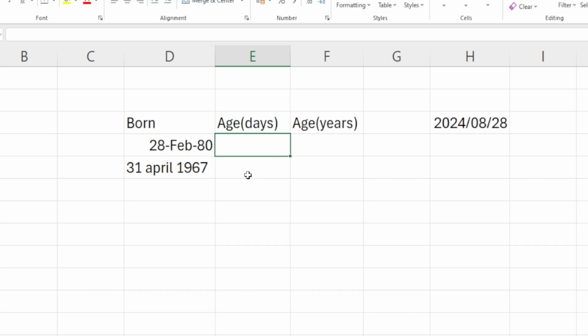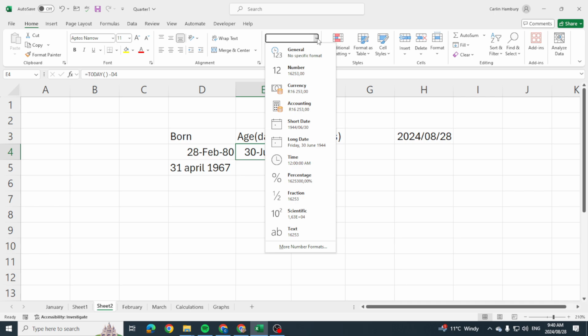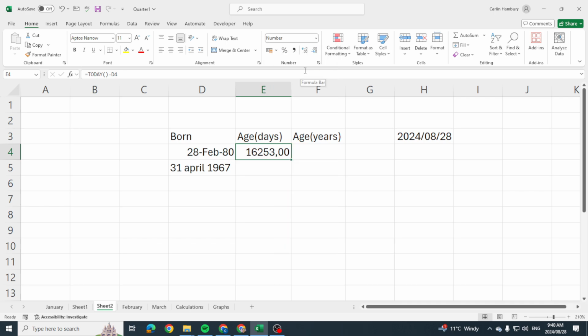Now, the first thing we're going to do is we're going to say equals today, because that's going to give us today's date. And we're going to subtract that from the date the person was born on. We're going to go enter, and it gives us this type of format. So what we want to do is change that format to number. And that says it's 16,253 days. Okay, so we're going to work backwards, but it's fine. So we've got the number of days.